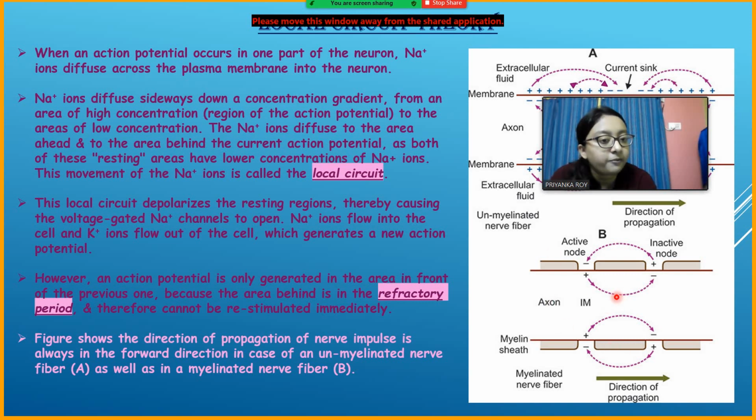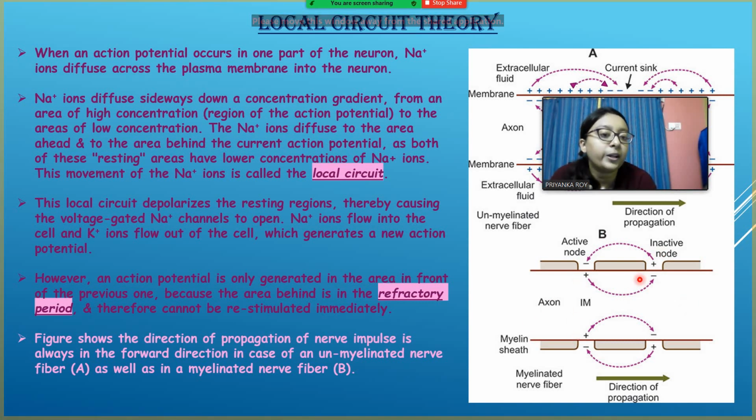And in this one, as you can see, this is the myelinated nerve fiber. Myelinated nerve fiber, only from node to node this circuit is going on, and from one node to another in the forward direction the action potential will be transmitted. The nerve impulse is getting transmitted. Okay.